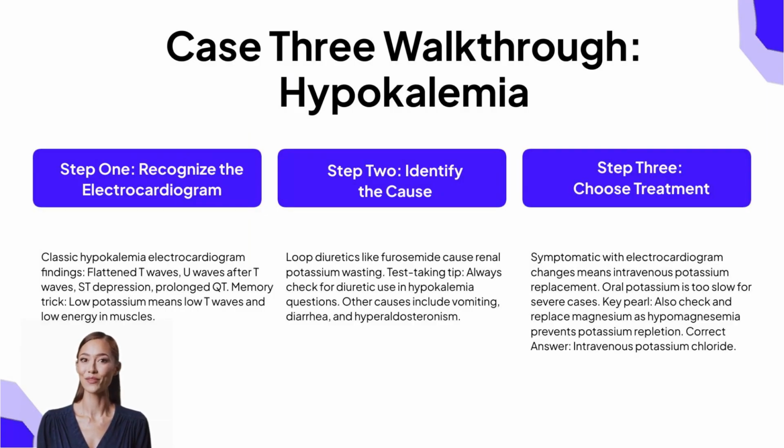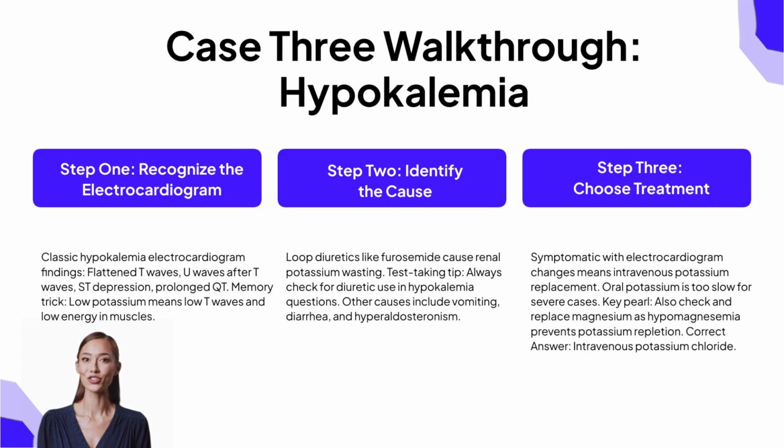Step 1. Recognize the electrocardiogram. Classic hypokalemia findings include flattened T waves, U waves appearing after T waves, ST depression, and prolonged QT. Memory trick. Low potassium means low T waves and low muscle energy. Step 2. Identify the cause. Loop diuretics like furosemide cause renal potassium wasting. Always check for diuretics in hypokalemia questions.